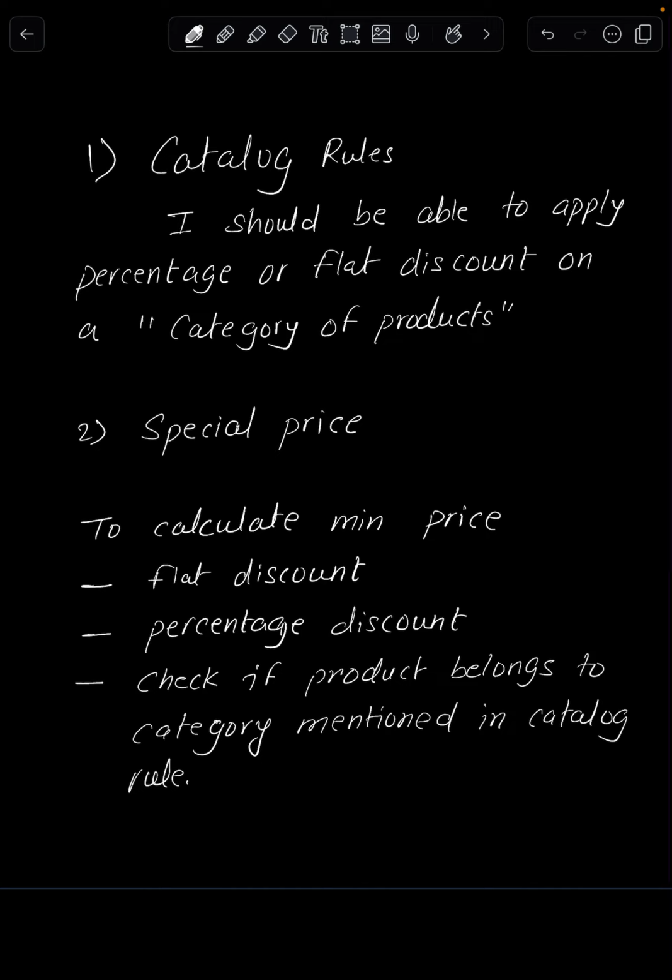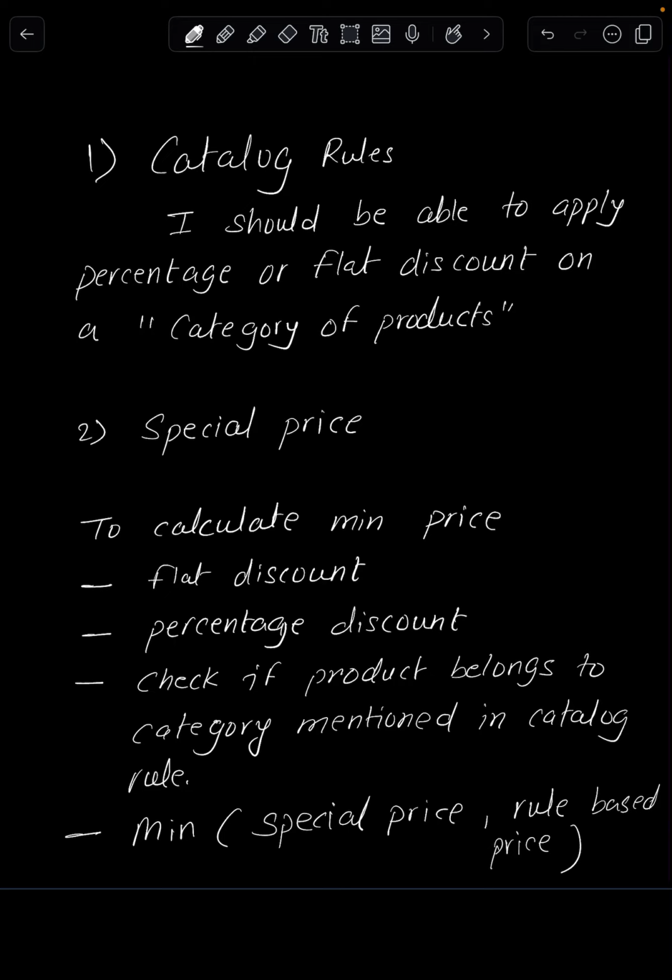And finally, you need to display the minimum of special price and the rule based price. Here I mean catalog rule based price, right? You would have to do this, and all of this you're doing for 36 products which are available on the listing page or search page.